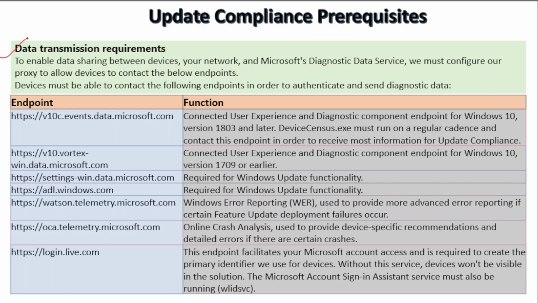oca.telemetry.microsoft.com, which is required for online crash analysis used to provide device-specific recommendations and detailed errors if there are certain crashes. The last one is required to create the primary identifier for the device. Without this service, the device won't be visible in the solution, and the Microsoft Account Sign-in Assistant service must also be running.